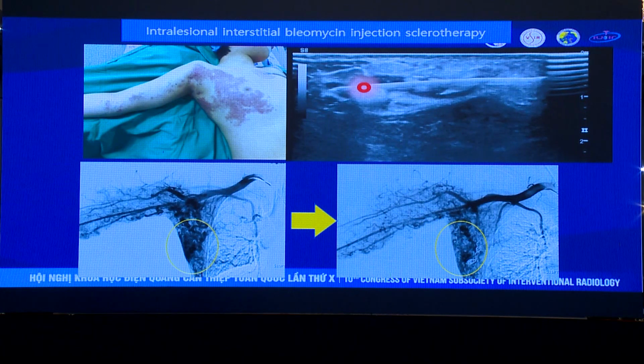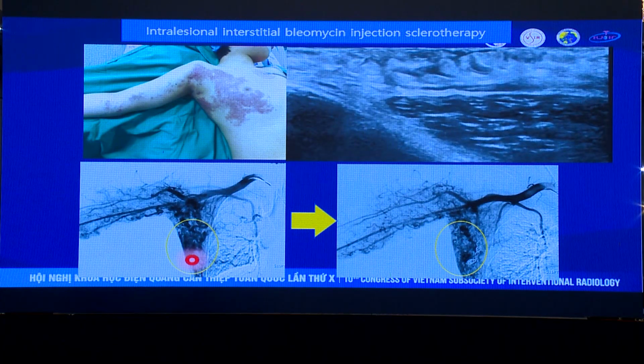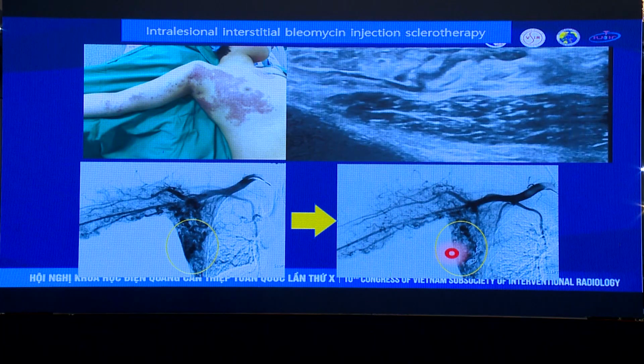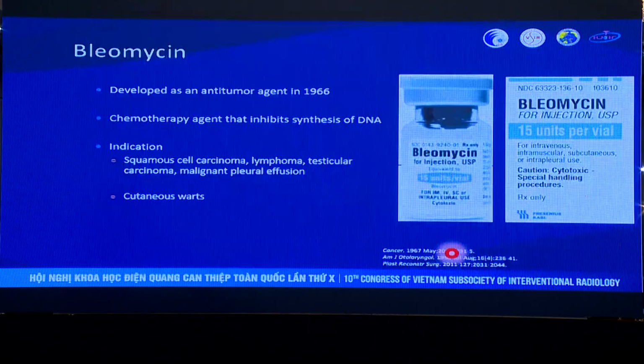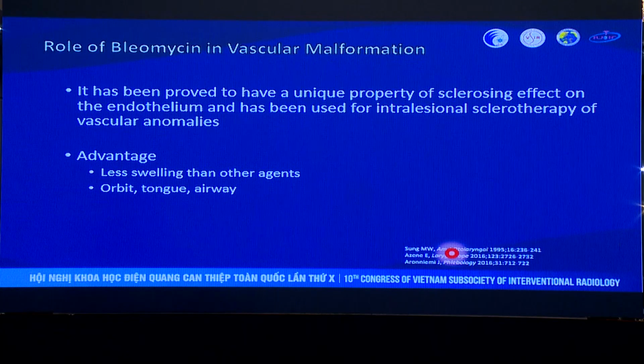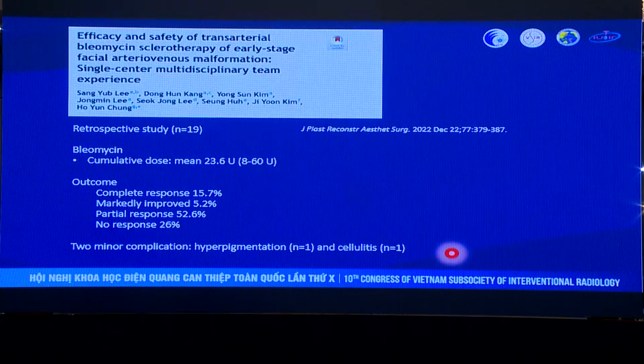You can see the cutaneous AVM was markedly reduced with interstitial injection therapy. Bleomycin is an anti-cancer drug developed in Japan, and it is usually used for lymphoma or testicular carcinoma. However, this drug was proven to be effective on vascular anomalies. So this drug has the advantage of less swelling, and we can use it in the facial area.